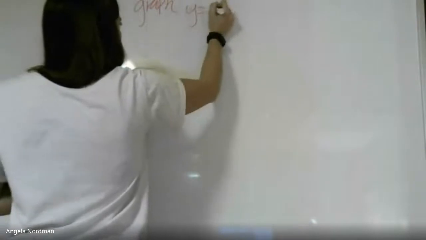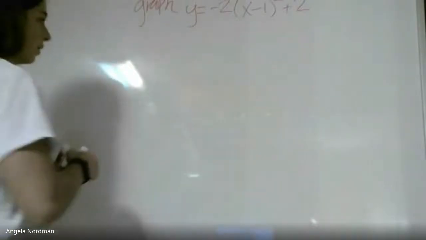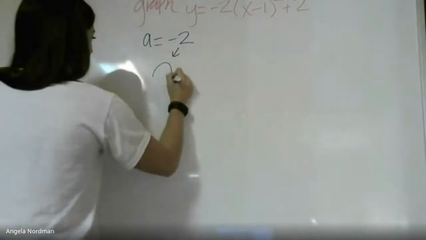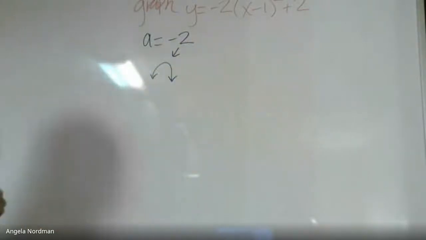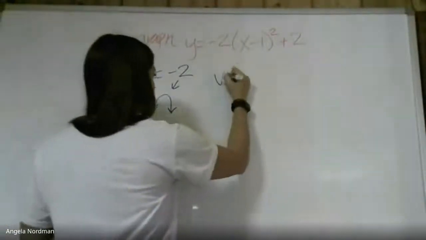So we are going to graph y equals -2 times quantity of x minus 1 squared plus 2. Okay, so let's identify my A value to know whether or not it opens up or down. My A is -2. What this tells me is I'm going to open down. Oh, you can't see that all that well. There we go. Next thing, let's identify my vertex.